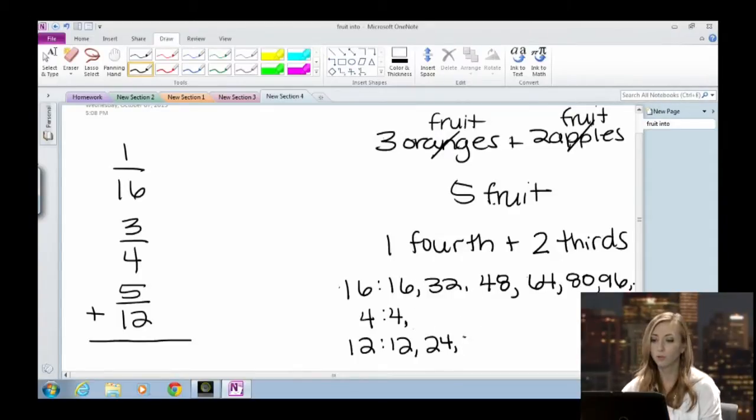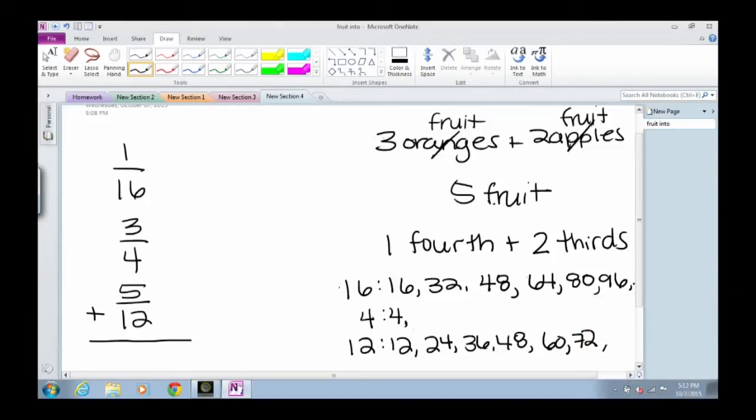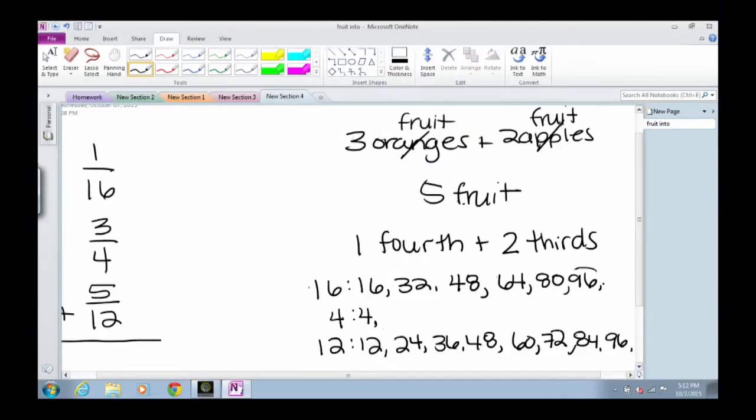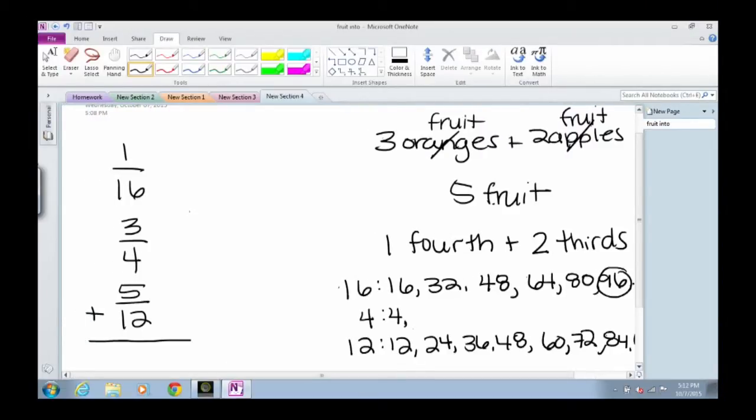So for 12, we go 12, 24, 36, 48, 60, 72, 84, and then 96. 96 is our common one, so we're going to change all three denominators into 96. In order to change our numerators, we ask ourselves what we did to the denominator to change it to that. So we're basically asking, 16 times what gave us 96? Because we have to do the same thing to the numerator when we do something to the denominator.